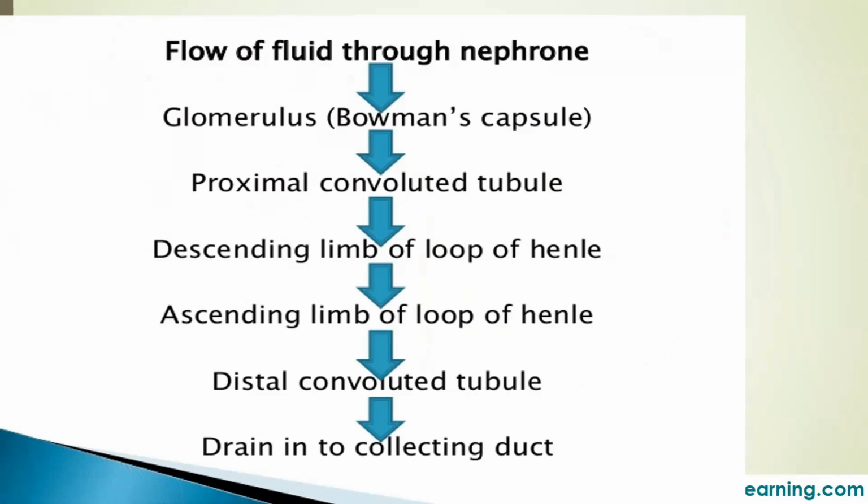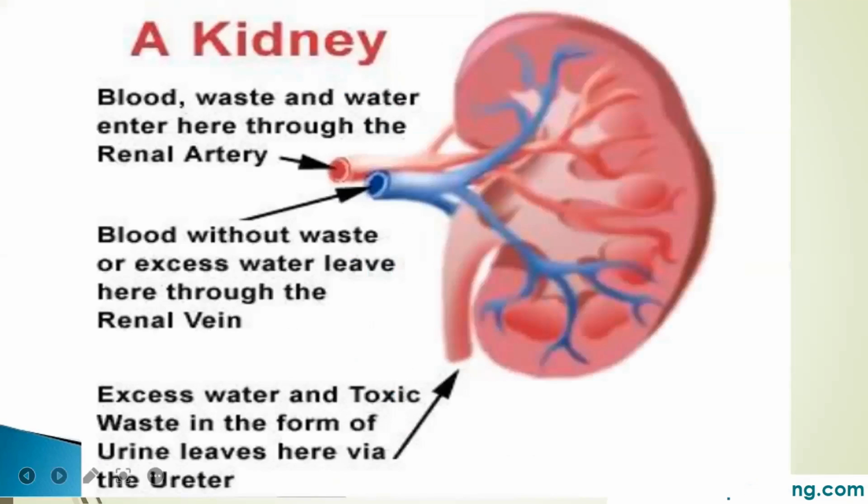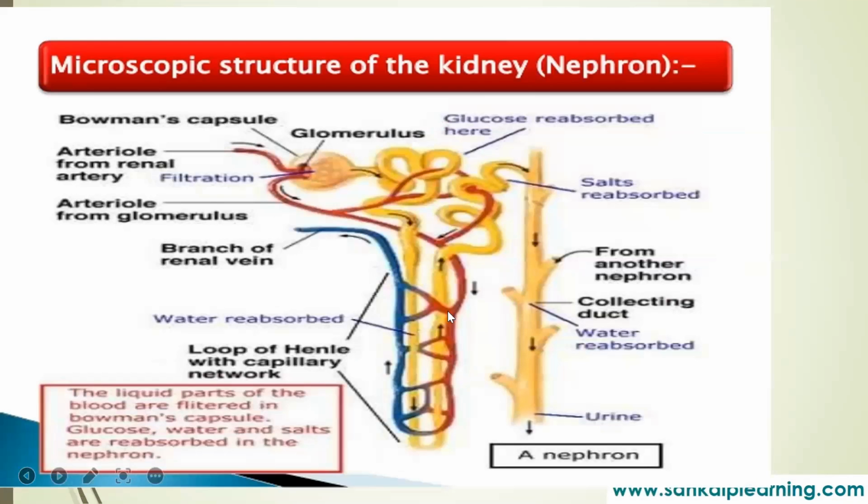The first one is the glomerulus. The glomerulus is covered by a cup-shaped structure called Bowman's capsule. Once it enters, it will go to the proximal convoluted tubule, then the descending limb of Henle. Descending limb means like this. Let me show you. Descending.